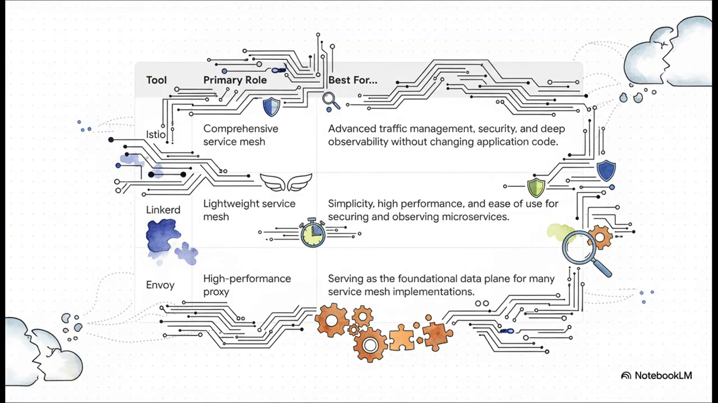If you need the whole shebang, super advanced traffic control, deep visibility, then Istio is the feature-rich, comprehensive choice. But if you're all about simplicity and raw performance, Linkerd is a fantastic, lightweight option. And it's really important to know about Envoy. It's a super fast proxy, basically the engine that powers many of these service meshes under the hood.